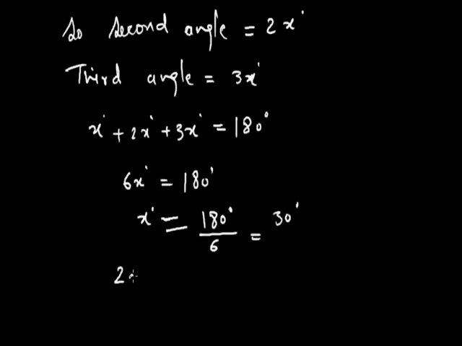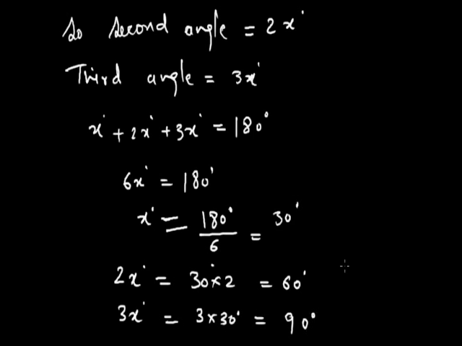The second angle is twice the smallest angle, which is 2x degrees, meaning 30 multiplied by 2, that is equal to 60 degrees. The third angle, or the remaining angle, is 3 times the smallest angle, which is equal to 3 multiplied by 30 degrees, that gives us 90 degrees. So the three angles of the triangle are 30 degrees, 60 degrees and 90 degrees. Let us see one more example.